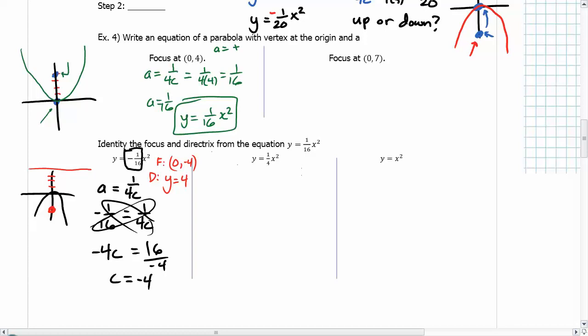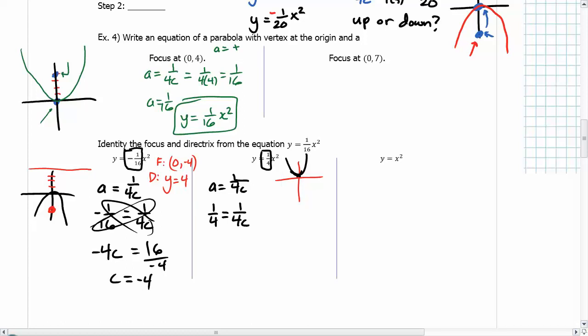Okay, one that goes in the opposite direction, this one right here. So this one opens up, because it's a positive something x squared. Sorry, that didn't quite hit the origin. Okay, a equals 1 over 4c. Well, the a value from this one is 1/4. So 1/4 equals 1 over 4c.